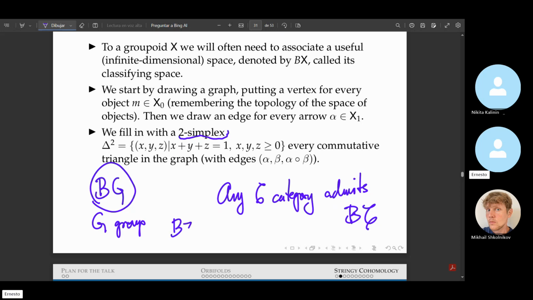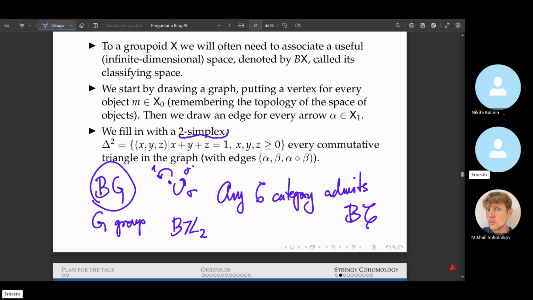The classical BC2: what is the category that has two arrows? The identity arrow and then the other arrow, so that the arrow composed with itself is the identity arrow. Even this small category called Z2, BZ2 is interesting. It is an interesting, maybe not entirely trivial exercise to show that it is homotopy equivalent to RP infinity. So even the simplest groups, even the simplest categories, give these interesting spaces.